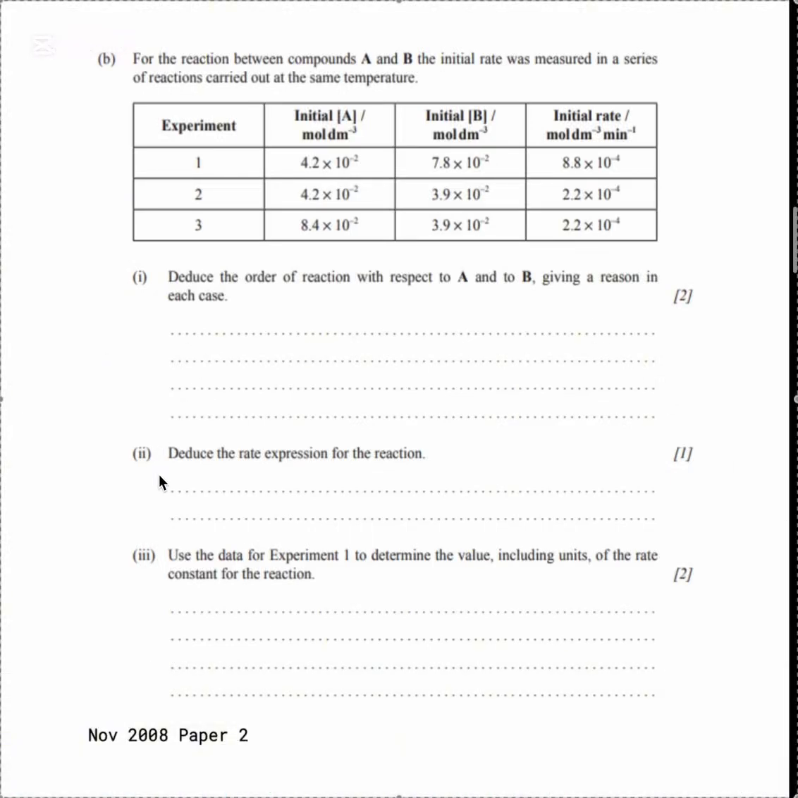So in this question from the November 2008 paper 2, at first it gave us some experimental data and it's asking us to deduce the order of reaction with respect to A and to B. So from experiment 1 and 2 we can see that the concentration of A stayed the same, but the concentration of B was decreased by half. So we can say times 1/2 or divided by 2.